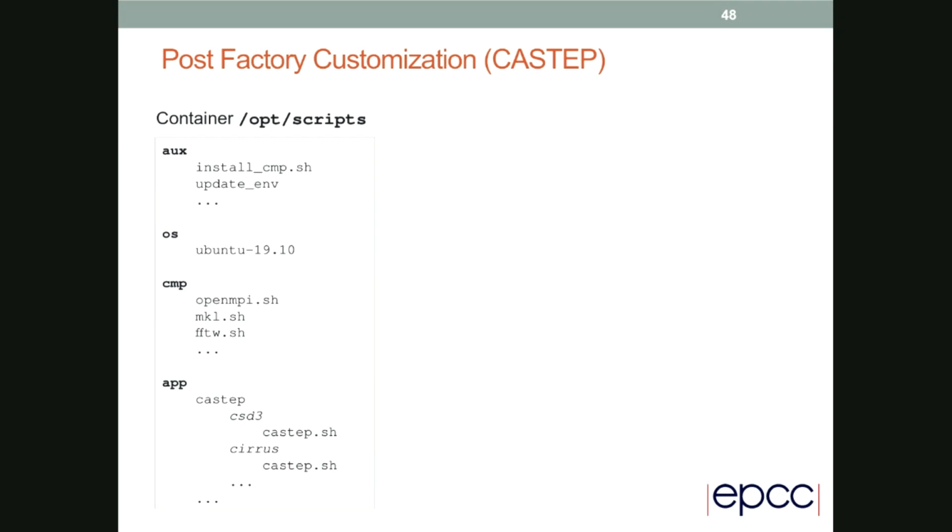I've got my component script for software that's shared by different research codes, obviously OpenMPI or any MPI library, MPICH, things like the MKL kernel library and the fast Fourier transform library also. Within my app folder, I will have the various apps, research codes within the container, such as CASTEP, and then within those I would have scripts that specify post-factory customization, and those are broken down per host. So I would have one for CSD3, and then for Cirrus, and presumably also for ARCHER2.